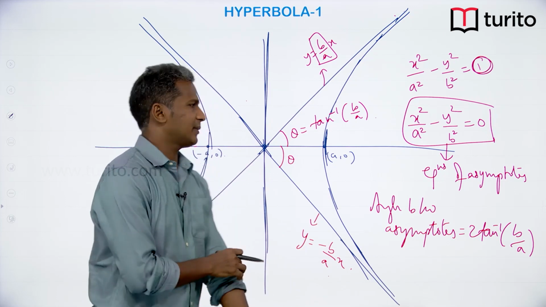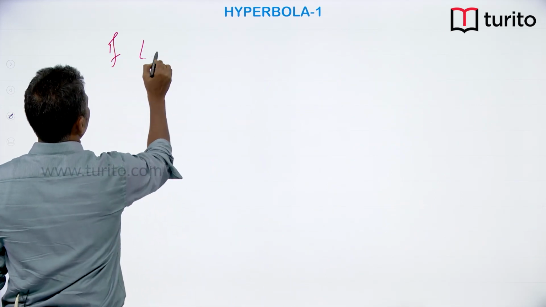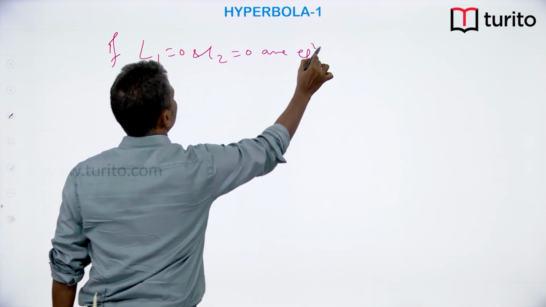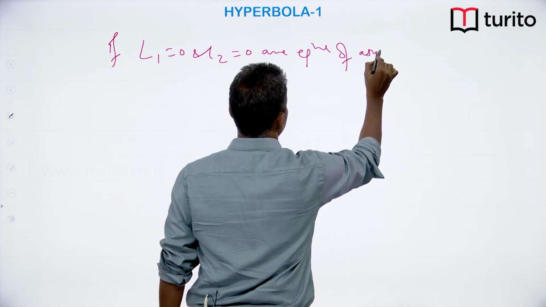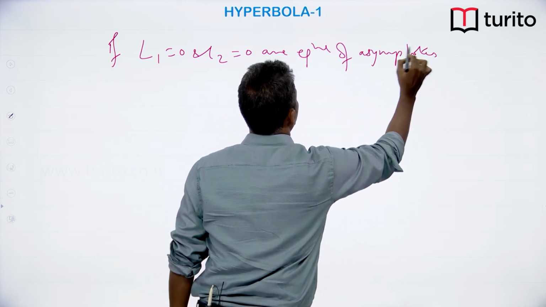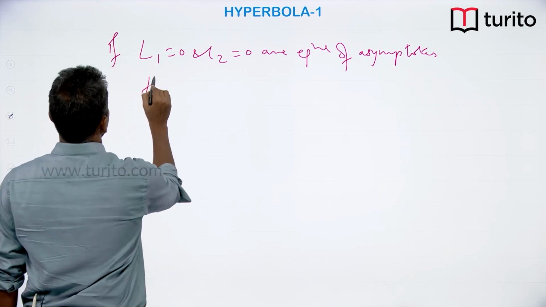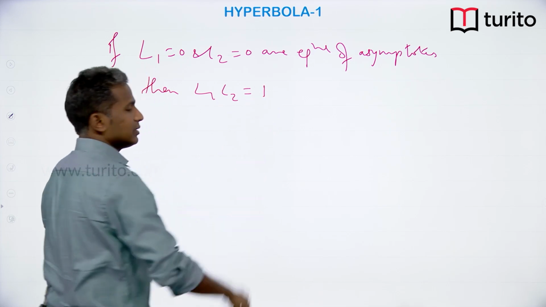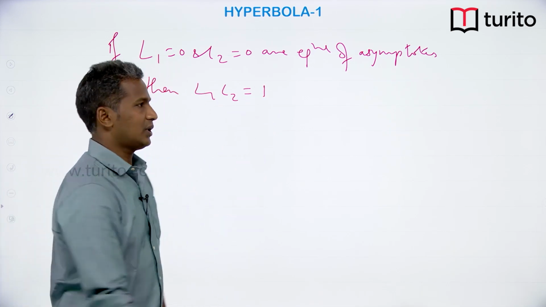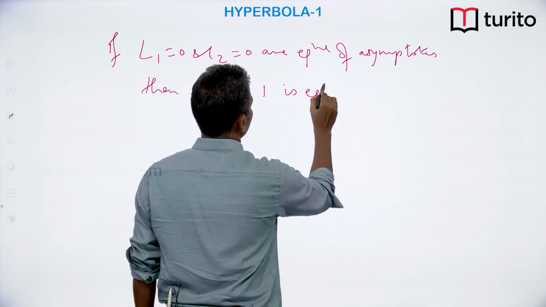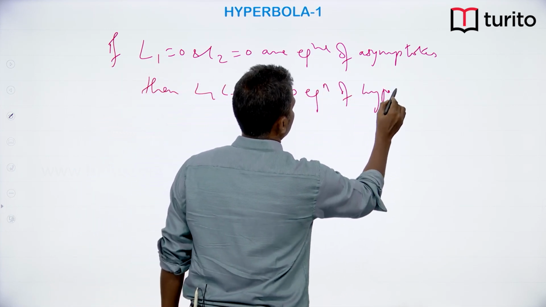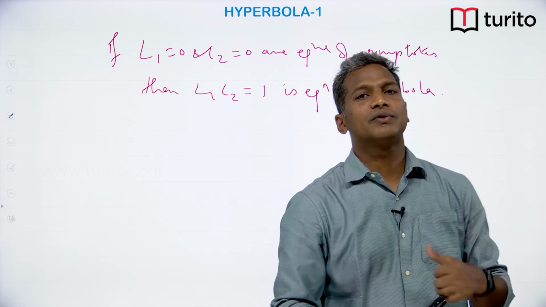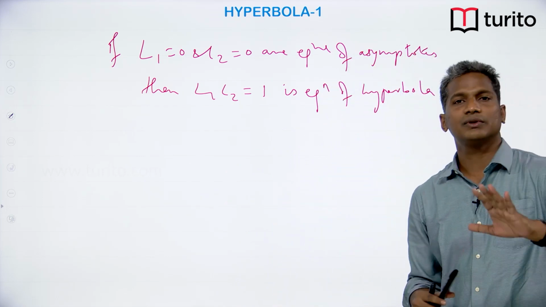Also, there is one more idea. If L1 equal to 0 and L2 equal to 0 are equations of asymptotes, then L1 into L2 equal to 1 will give me the equation of the hyperbola. So, using the equations of asymptotes, we can derive the equation of the hyperbola.